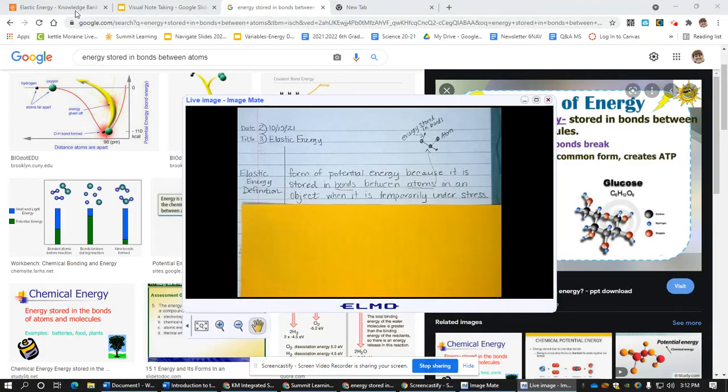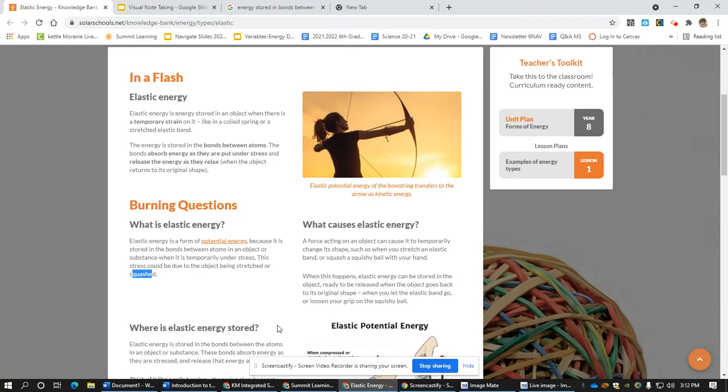So I'm going to go back to my article. I already included what is elastic energy, and I mentioned that. And then I noticed that it said something right here. It says stretched or squashed. That was a really important example that I have. And then there's this picture, and I can see that she's actually stretching the bow and arrow. And it mentions right here that the elastic potential energy of the bowstring transfers to the arrow as kinetic energy.